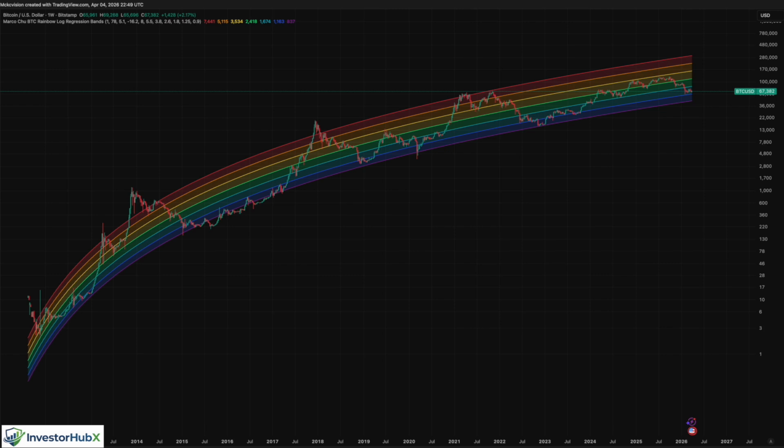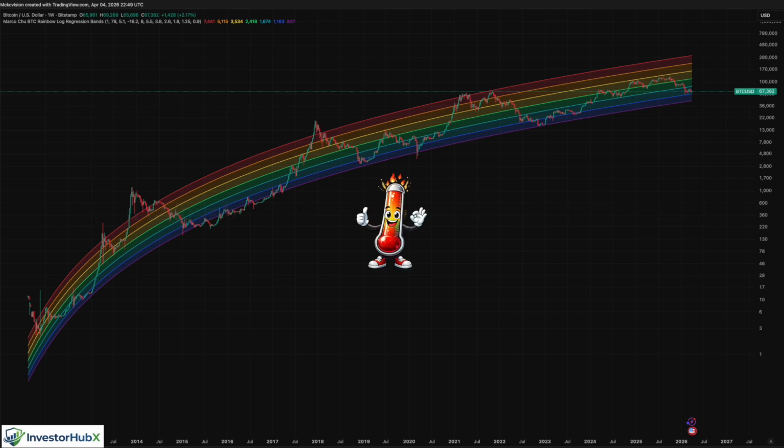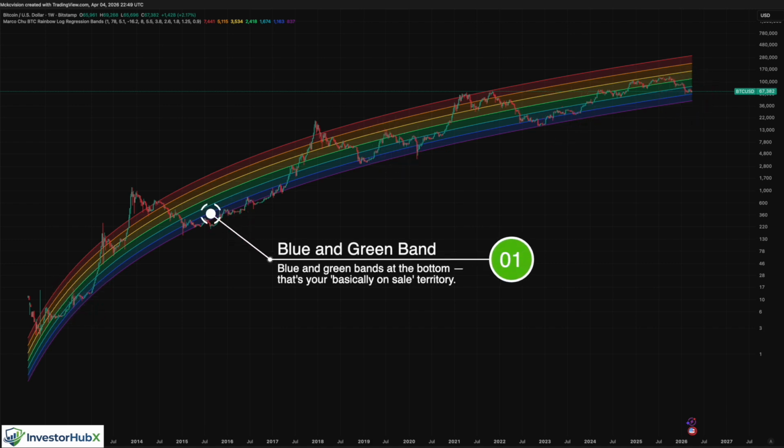This is the rainbow logarithmic regression band, and each color band represents a different valuation zone. Think of it like a temperature gauge for Bitcoin's price. The blue and green bands at the bottom, that's your basically on sale territory. Historically, accumulating Bitcoin here has been a generational opportunity. Think 2015, late 2018, mid 2022.